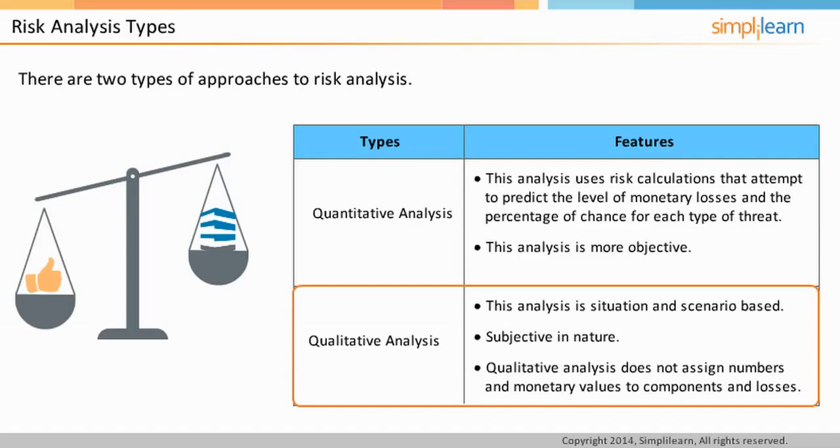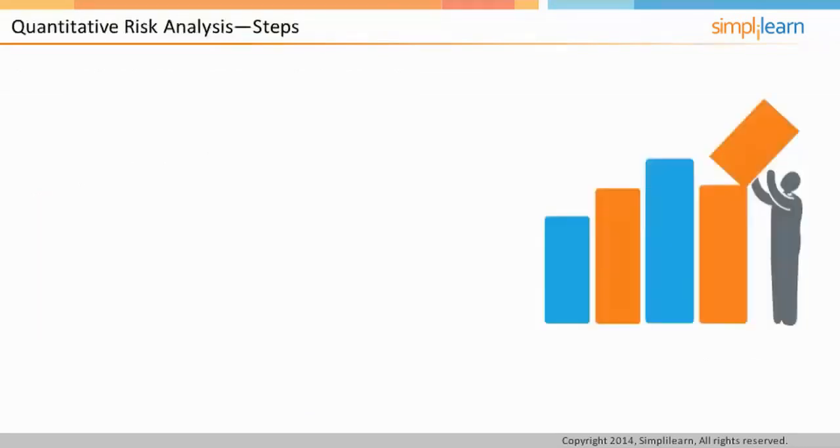Instead, qualitative methods walk through different scenarios of risk possibilities and rank the seriousness of the threats and the validity of different possible countermeasures based on opinions. Let's go through the steps to perform quantitative risk analysis in this screen.